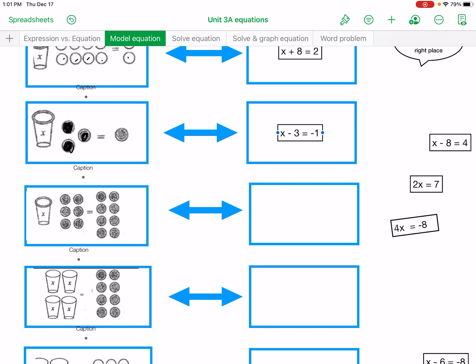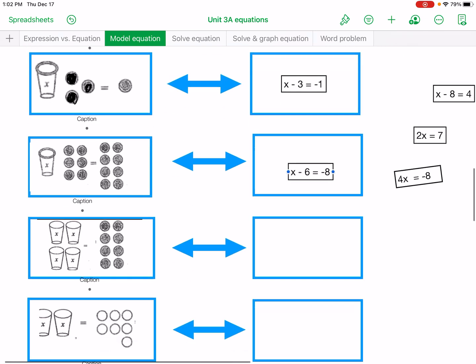Again, I have one variable, and then I have 6 negative units, equaling 8 negative units. Okay, here you go. There you go. The next one, I have 4 variables. 4x is equal to, they're shaded in, so they are going to be negative, 4x is equal to negative 8.